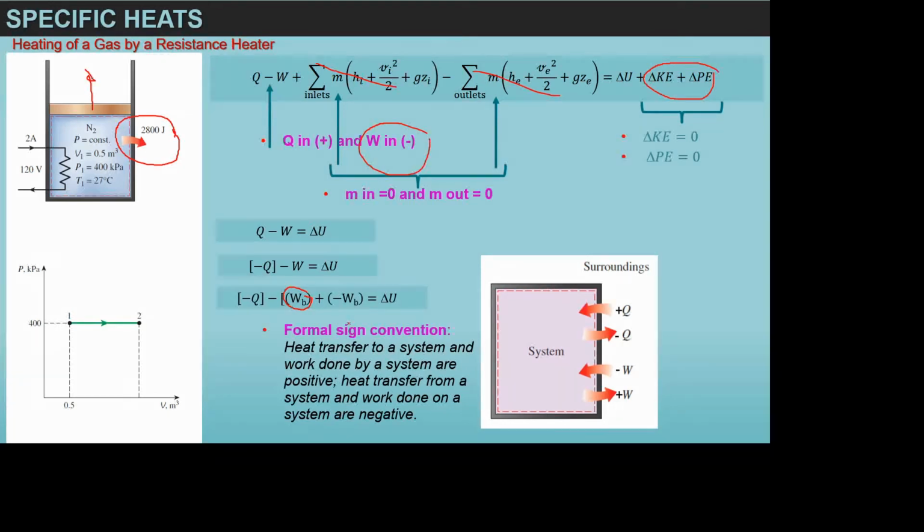And that's not all the W's that we have in this system. We have electrical work. Electrical work is coming into the system. And according to our formal sign convention, work coming into the system is negative. So we put We with a negative sign into our energy balance equation. On the right hand side of the energy balance equation, so this is our final form of energy balance equation.